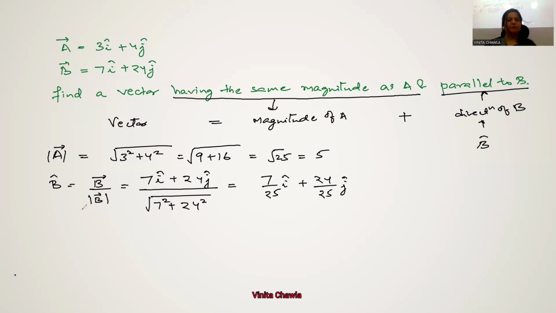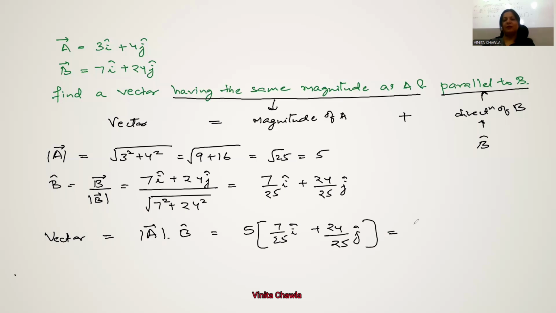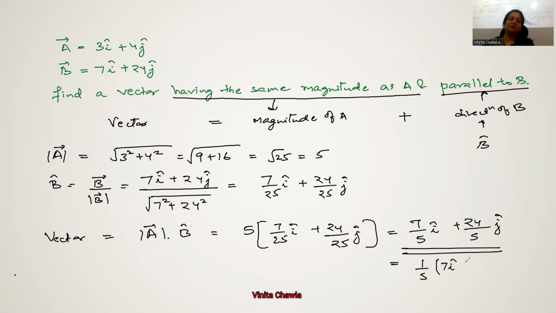Now, the given vector has the same magnitude as A and direction same as that of B, so we'll write the vector as this. Because the magnitude of A is 5 and B cap is 7 upon 25 i cap plus 24 upon 25 j cap, we can write this as 7 upon 5 i cap plus 24 upon... you can write 7 i cap plus 24 j cap. So this is the vector.